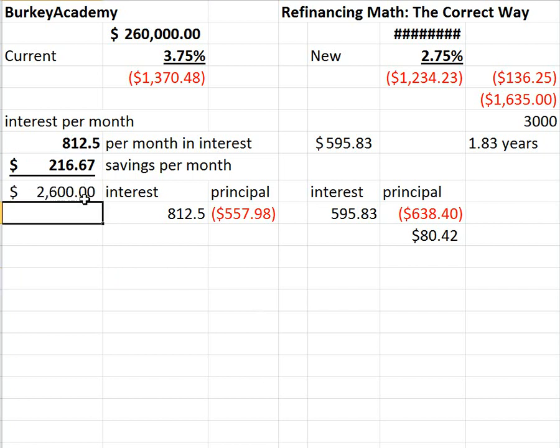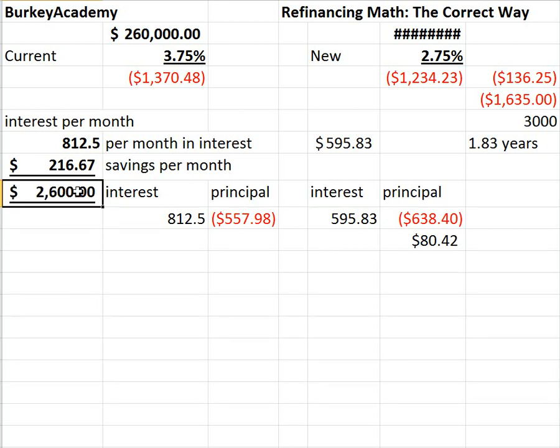So we're really saving $2,600 per year by refinancing, not $1,600, $2,600. That's a huge difference when you don't calculate it the right way. And so now how many years is that going to take to refinance? Equals $3,000 divided by 2,600, 1.15 years, not 1.83 years. So it'll take you just over a year to make that money back.